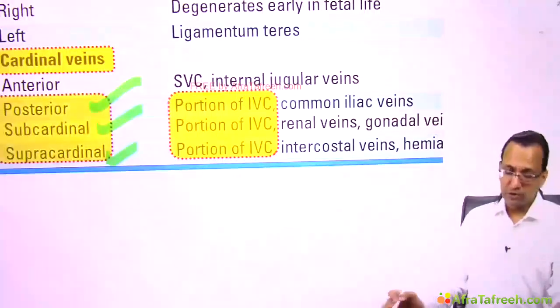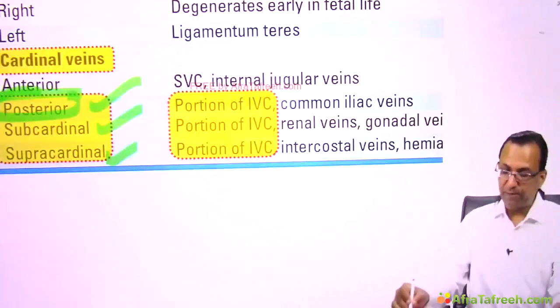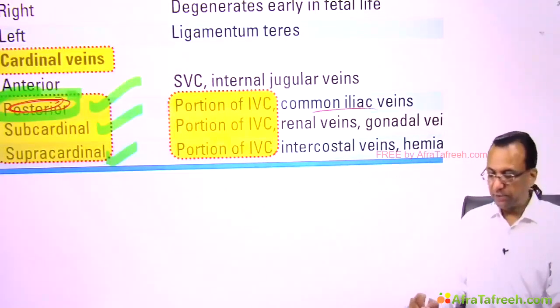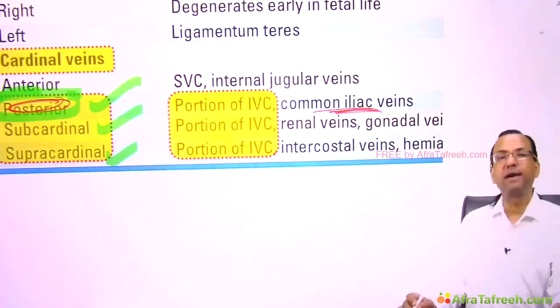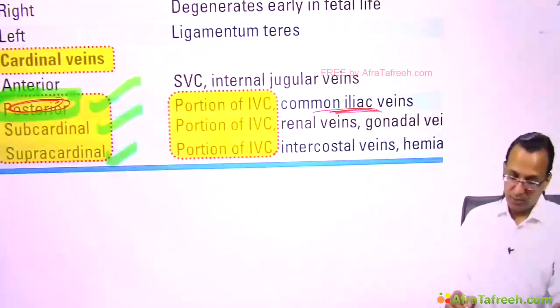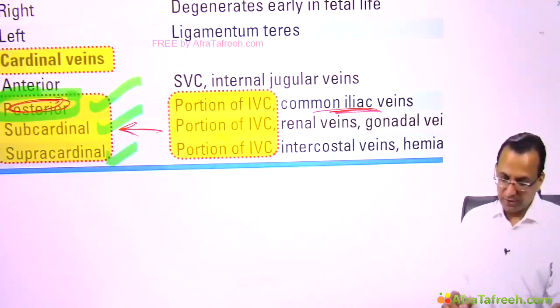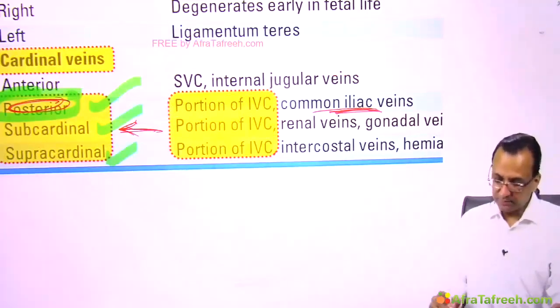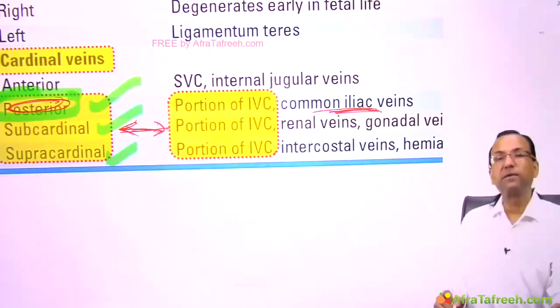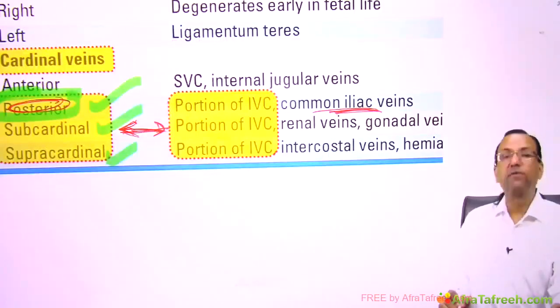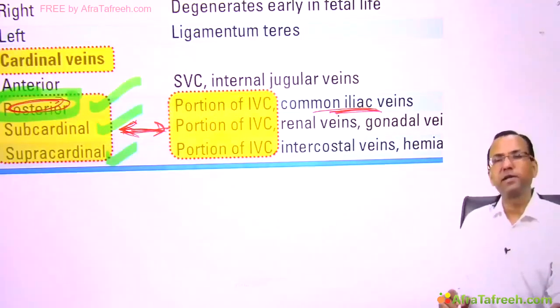What are they doing? See, the posterior cardinal vein is the beginning of the IVC, meaning where the common iliac veins join to form the IVC. Then what is the subcardinal doing? It will form the renal segment. Actually, your diagram will come, then it will be more clear. But the subcardinal vein will form the renal segment of the IVC and even the suprarenal segment.